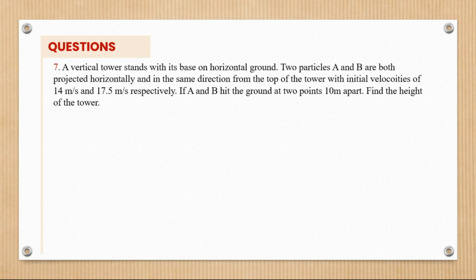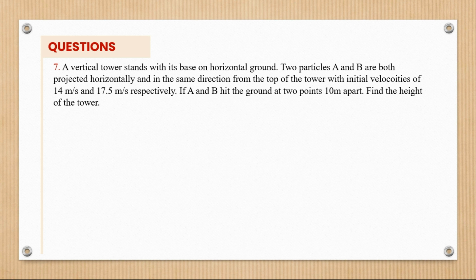Alright, let's move on to another unique one. So I've been told that a vertical tower stands with its base on horizontal ground. Two particles A and B are both projected horizontally and in the same direction from the top of the tower, with initial velocities of 14 meters per second and 17 meters per second respectively. If A and B hit the ground at 2 points 10 meters apart, find the height of the tower.